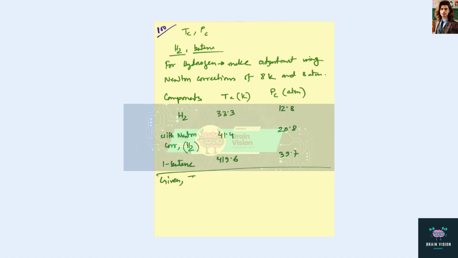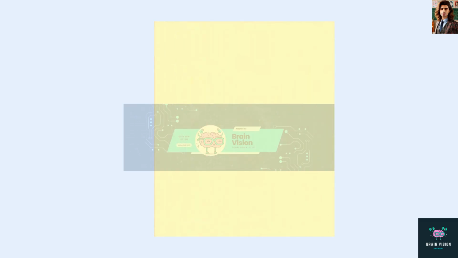And the temperature and pressure of the system given is, the temperature is 50 degrees Celsius. Let's convert it to the Kelvin scale. And the pressure here given is 10 atmospheric pressure. Now we need to calculate the pseudo-critical temperature and pseudo-critical pressure. Let's do that.